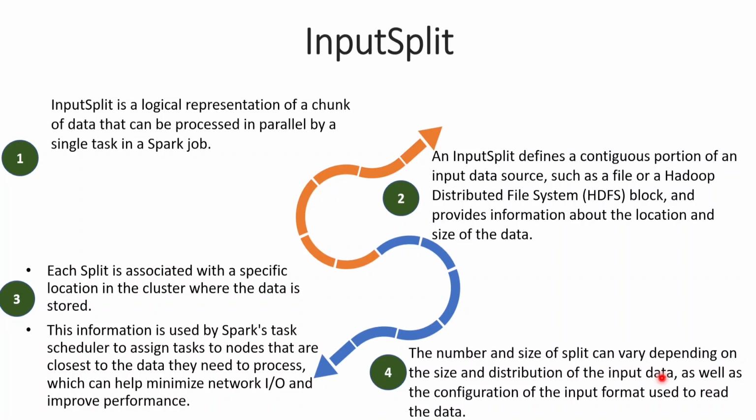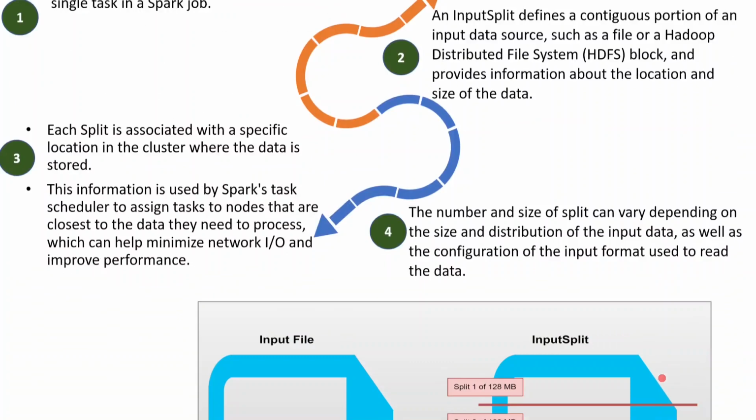Basically, we have various Spark configuration parameters. Based on those, the input split size will be decided. I will explain that part in the second part of this video, because that is the key in deciding the number of partitions while reading the data. I hope you understood what an input split is.